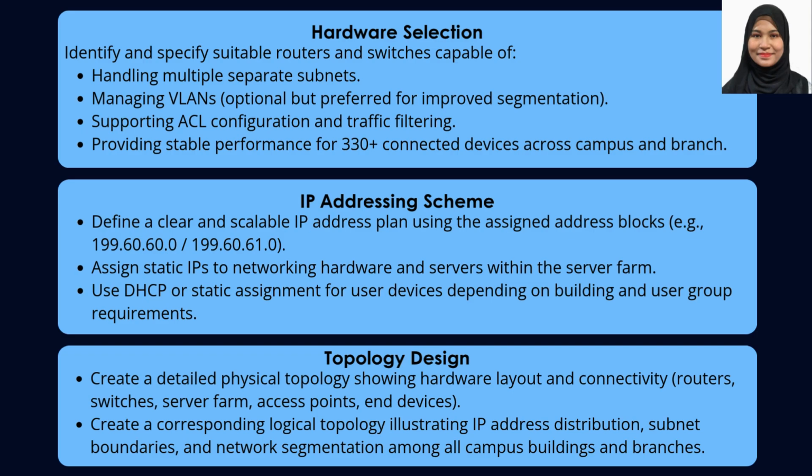Next is the IP addressing scheme. Define a clear and scalable IP address plan using the assigned address blocks. Assign static IPs to networking hardware and servers within the server farm. Use DHCP or static assignment for user devices depending on building and user group requirements.